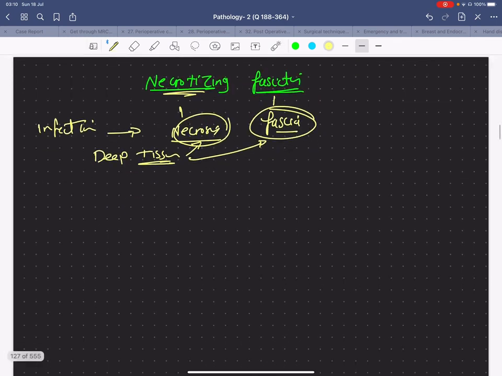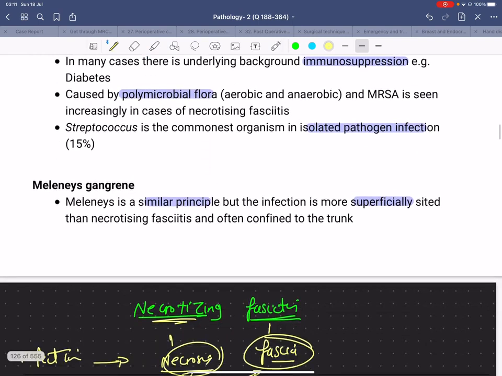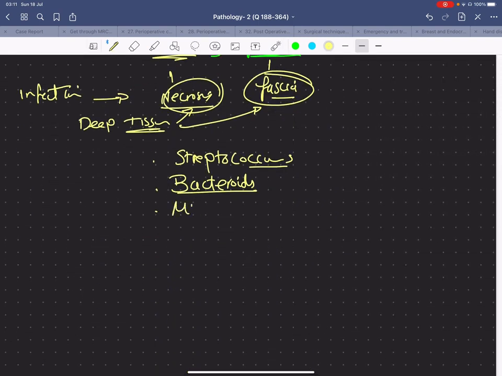The causative organism of necrotizing fasciitis, the commonest of all time, is Streptococcus. However, multiple organisms might be involved, including Bacteroides and other organisms, such as gram-negative bacteria and MRSA. Obviously, all of them are very intense and bad bacteria.